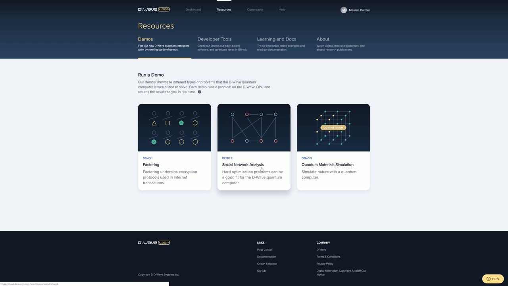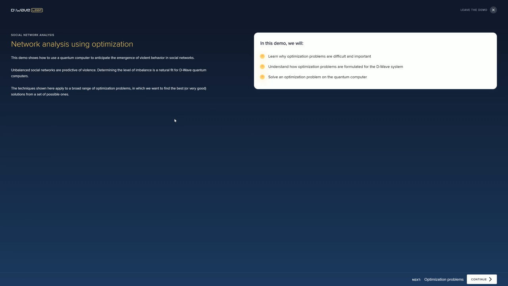Let me run another demo. Social network analysis, quantum materials. Demo two, one, two, three, step by step, right? Social network analysis: hard optimization problems can be a good fit for the D-Wave quantum computer. Let's access that one. I like it. I should read that one here also.